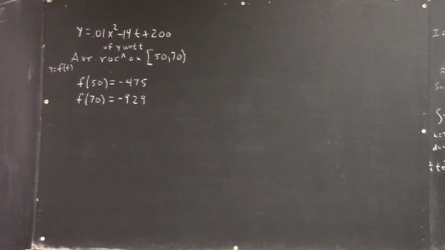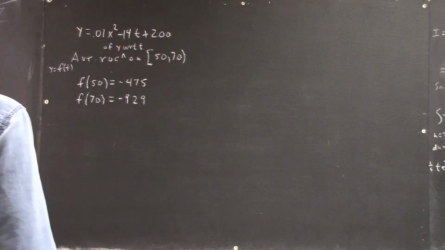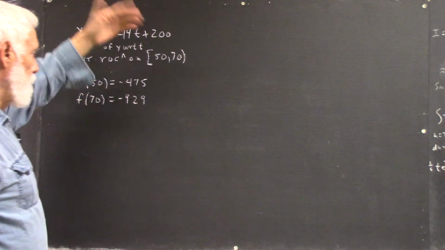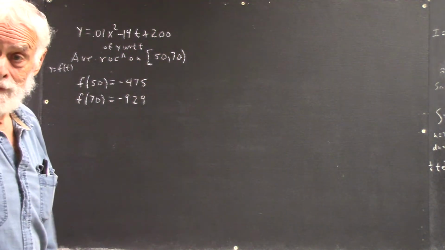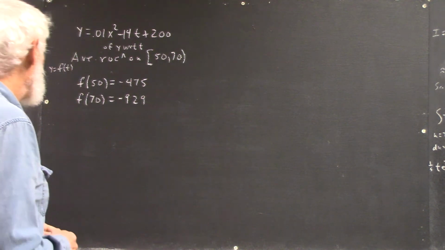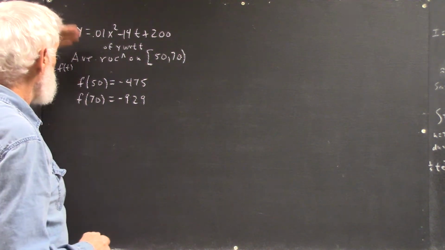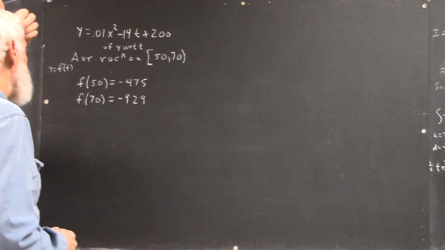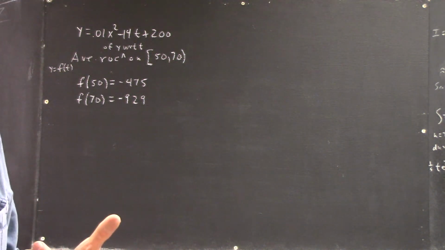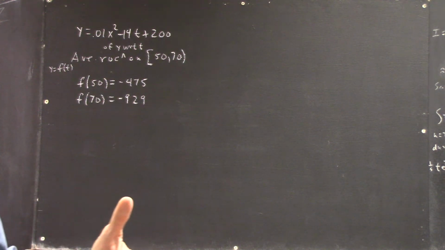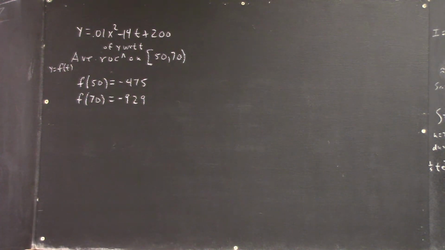Okay, so we have a question about the average rate of change of this function, or a function much like this, on a given interval. We can immediately go to the numbers, but we also have an interpretation. Now I'm just going to go ahead and do it with the numbers, but then we'll put the interpretation on it.